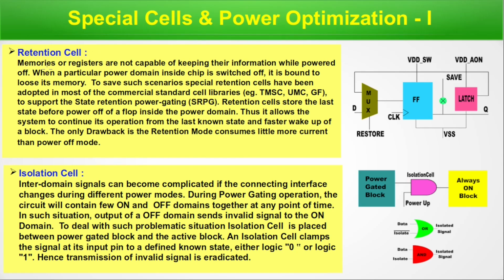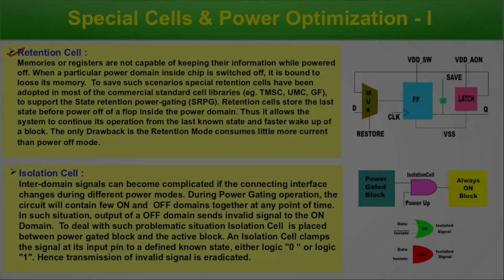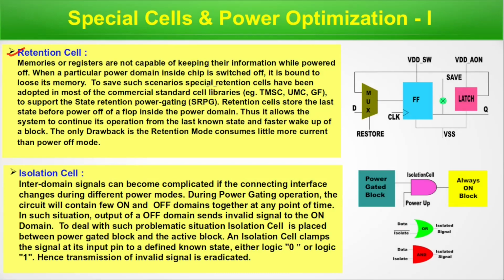So first, retention cell. Memories or registers are not capable of keeping their information while powered off. When a particular power domain inside a chip is switched off, it's bound to lose its memory. To save such scenarios, special retention cells have been adopted in most of the commercial standard cell libraries like TSMC, UMC, Global Foundry. They provide commercial standard cell libraries. They use retention cells to support state retention power gating.